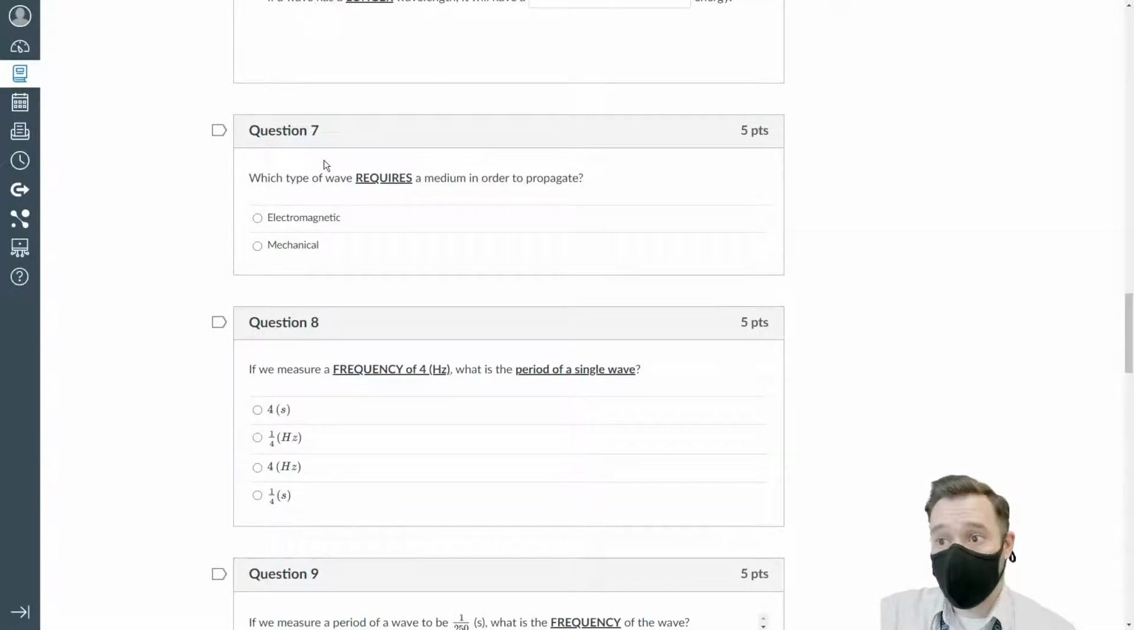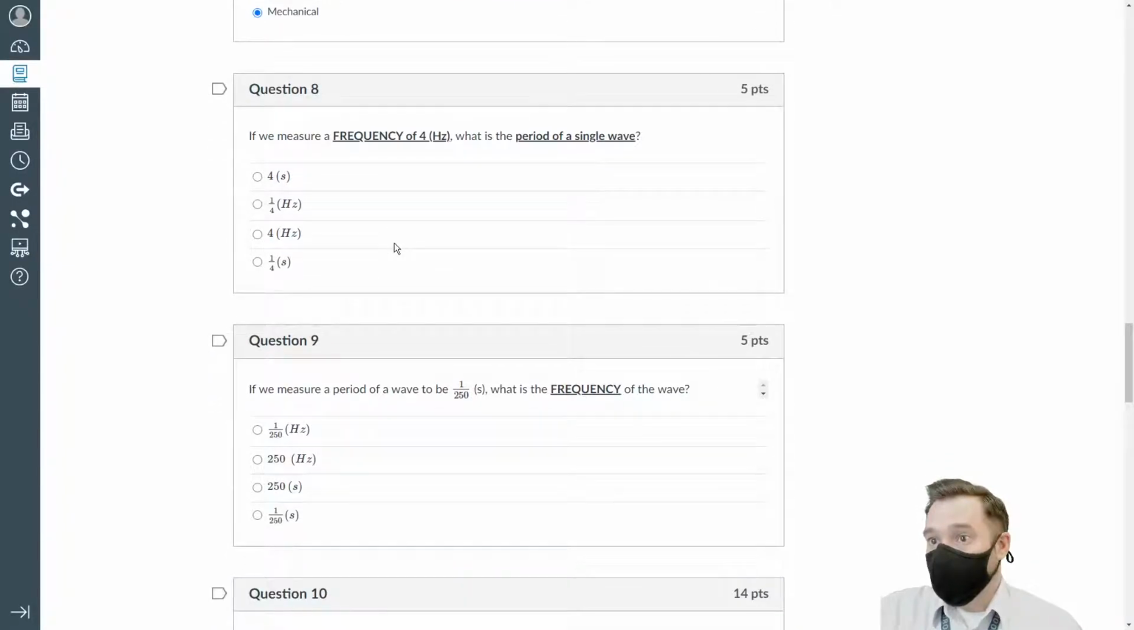Okay, question number 7. Which type of wave requires a medium in order to propagate? And again, the term medium is not like a psychic. It's a material like water, air, metal, wood, stone, any type of material that the wave travels through. So which one requires a medium in order to travel? It'd be mechanical. And an easy way to think about it is, can light travel through a vacuum? Think about space. Can light travel through space? Can heat travel through space? Yes.